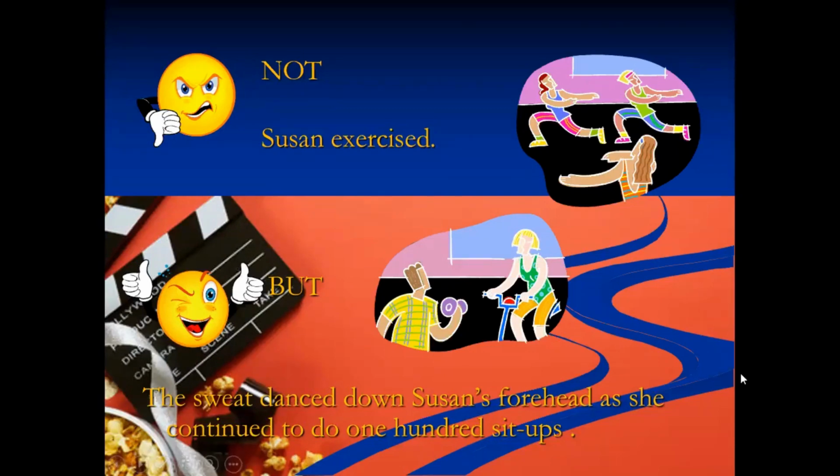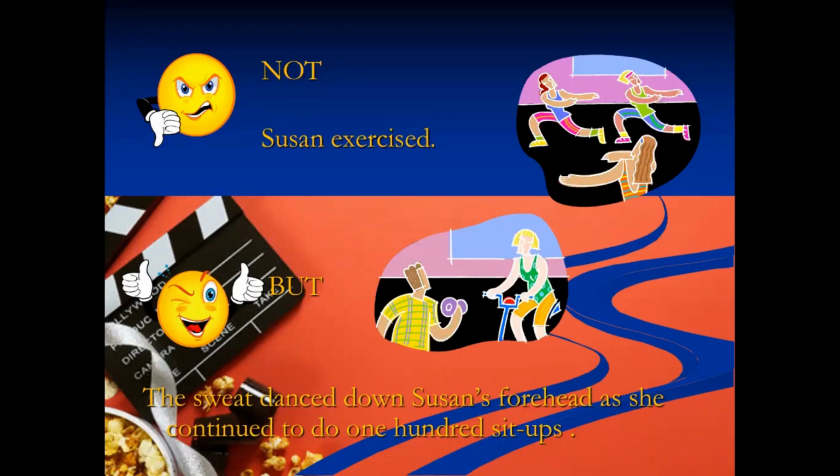So let's look at this example. Susan exercised. Okay. It's kind of vague, right? But let's look at the example. The sweat danced down Susan's forehead as she continued to do 100 sit-ups. Sorry about that. So let me read that again. The sweat danced down Susan's forehead as she continued to do 100 sit-ups.